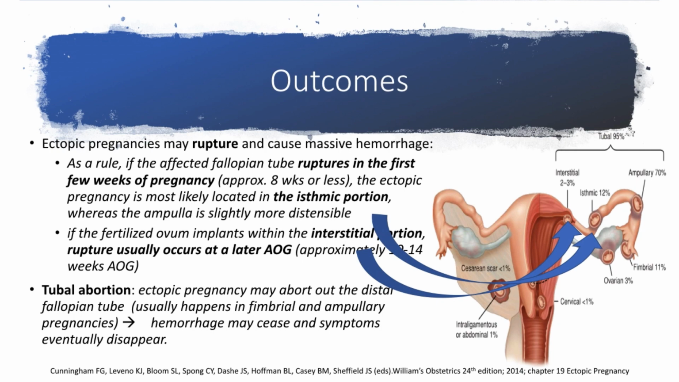Tubal abortion is another outcome, and this is when the ectopic pregnancy aborts out the distal fallopian tube, and this usually happens in fimbrial and ampullary types of ectopic pregnancies. So when tubal abortion happens, hemorrhage may cease and symptoms eventually disappear.